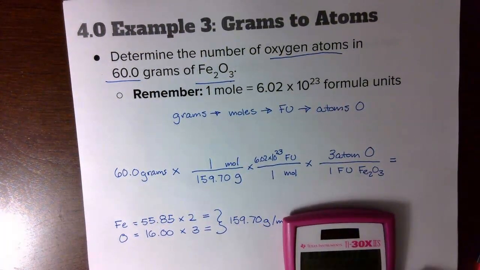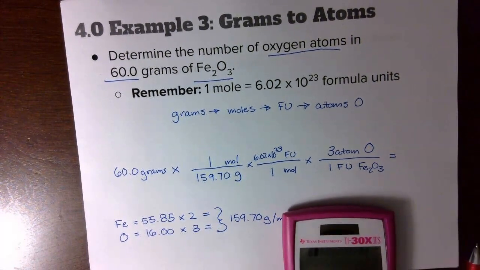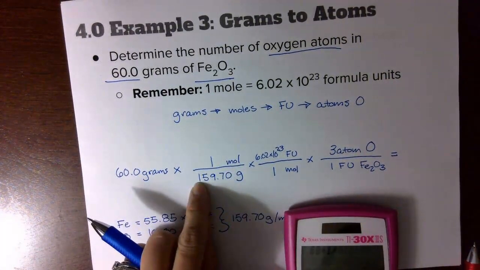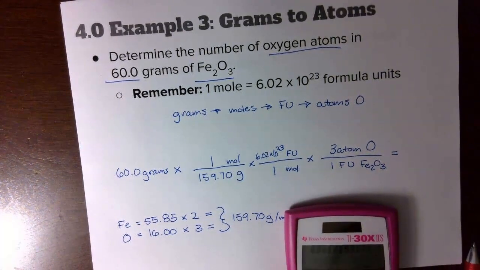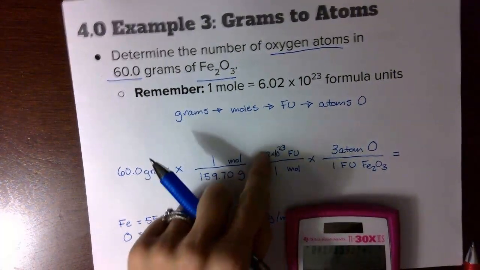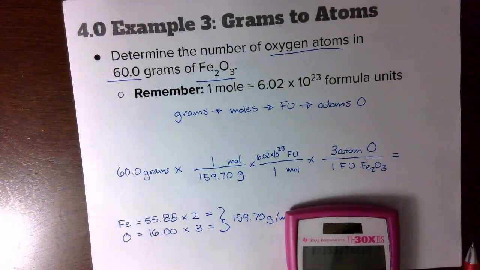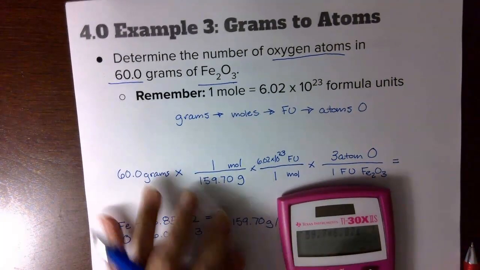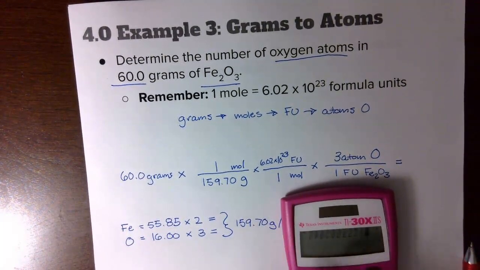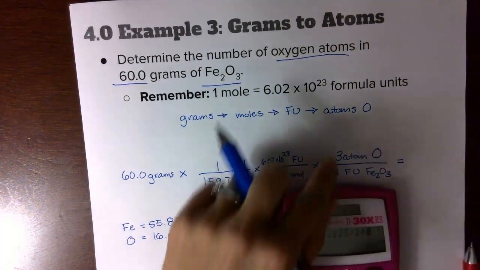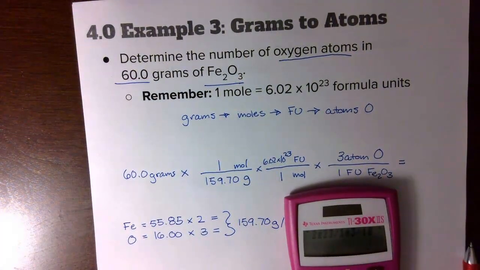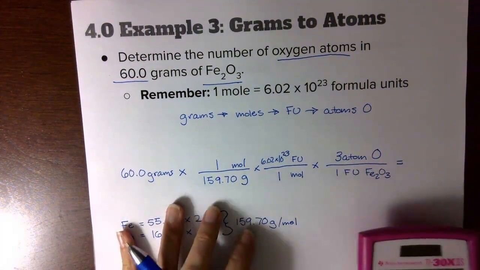So now it's just a matter of plugging all of this into our calculator. So we're going to take 60 times 1, and then our line means divided by, and so we're going to do 159.7 times, now we have our top number, so we're going to go 6.02 second E, and that's 23 divided by 1 times 3 divided by 1 equals. And so here's our final answer.